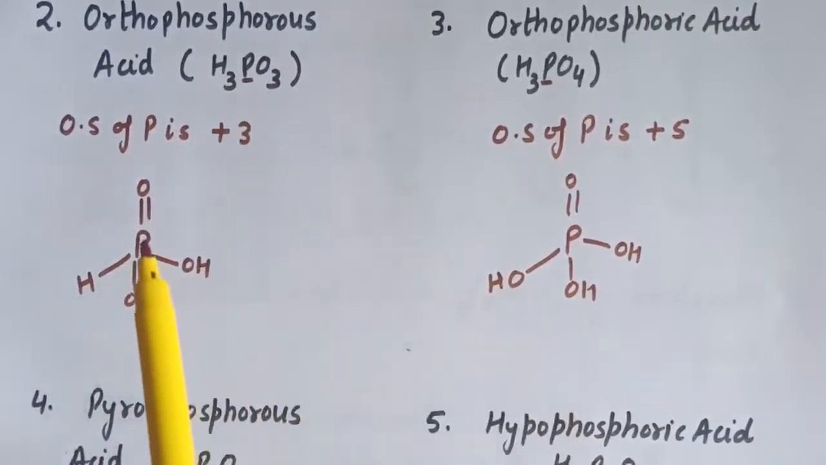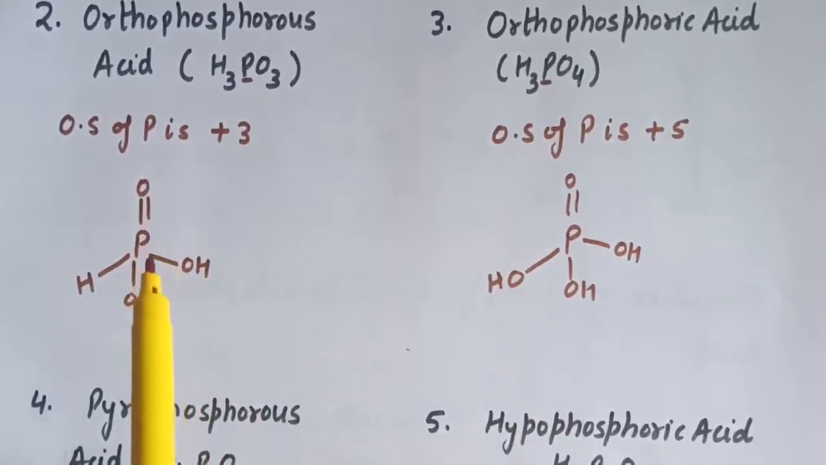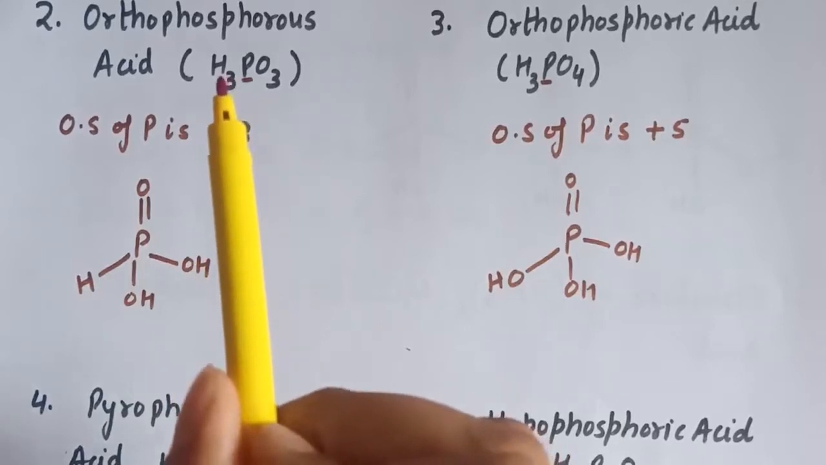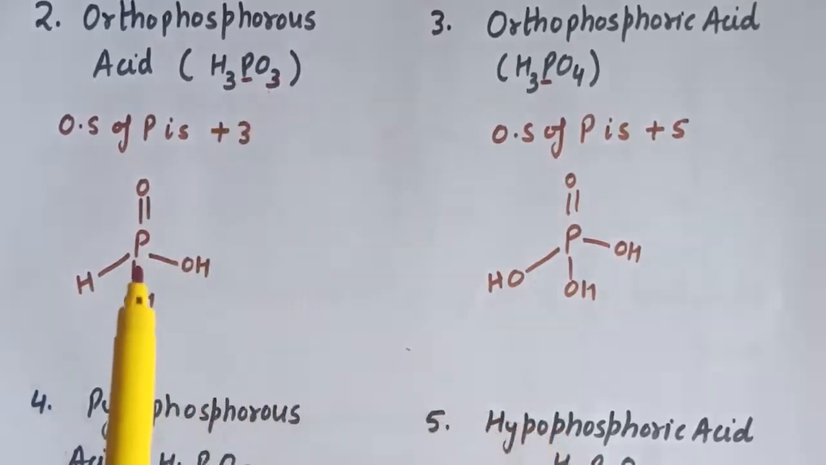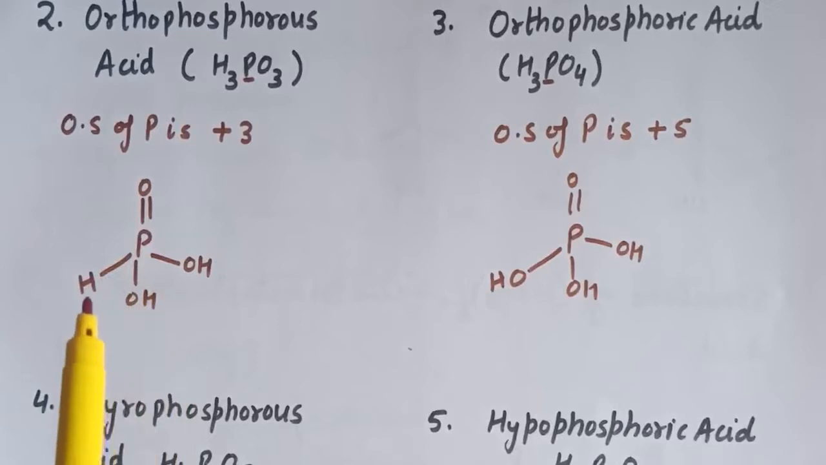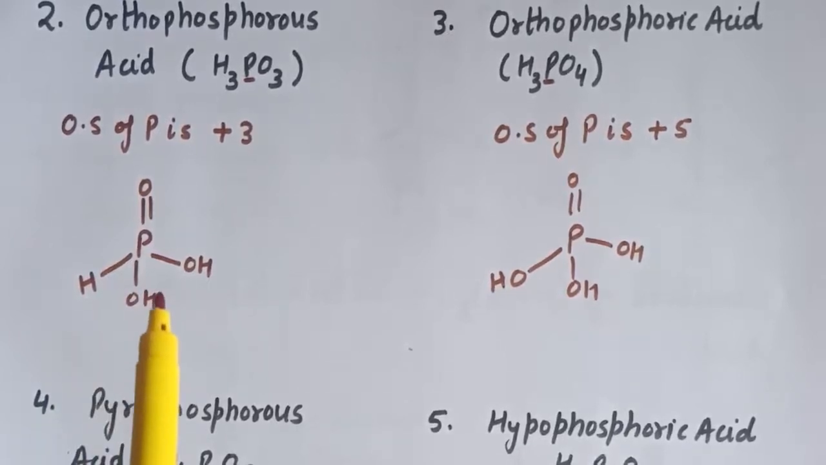Now how will we draw the structure for this H3PO3? In the center we have phosphorus, one phosphorus-oxygen double bond, which is common in oxoacids of phosphorus, and one OH. Now here we are left with 2 hydrogen and 1 oxygen. So again one OH bond is formed, and 1 hydrogen will be attached to phosphorus via a single bond. So this is the structure for H3PO3.